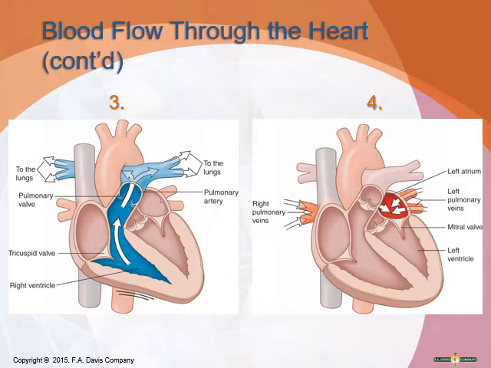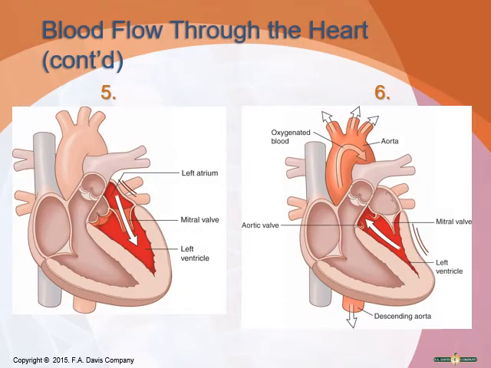4. After replenishing its supply of oxygen and cleansing itself of carbon dioxide, the blood will then enter the pulmonary veins and return to the heart through the left atrium. When the left atrium is full, it contracts. This forces the mitral or bicuspid valve open, and blood is then pumped into the left ventricle. When the left ventricle is full, the mitral valve closes to prevent backflow.